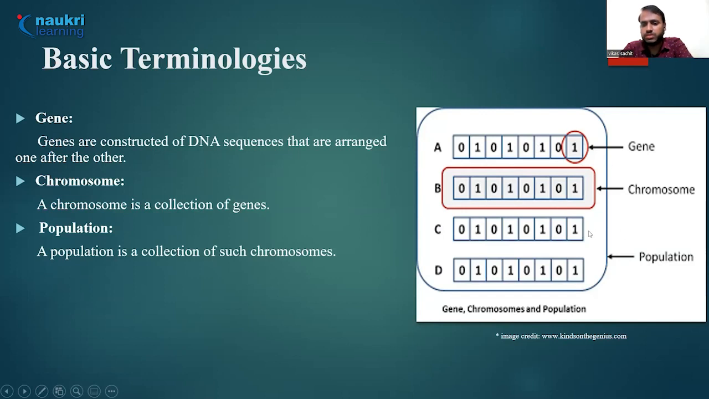So what is a population? A population is a combination of chromosomes. Multiple chromosomes combined to give a population. This is the terminology used in genetic algorithm. Genes are constructed of a DNA sequence, which are arranged one after another. A chromosome is a collection of genes, and a population is also a collection of chromosomes.